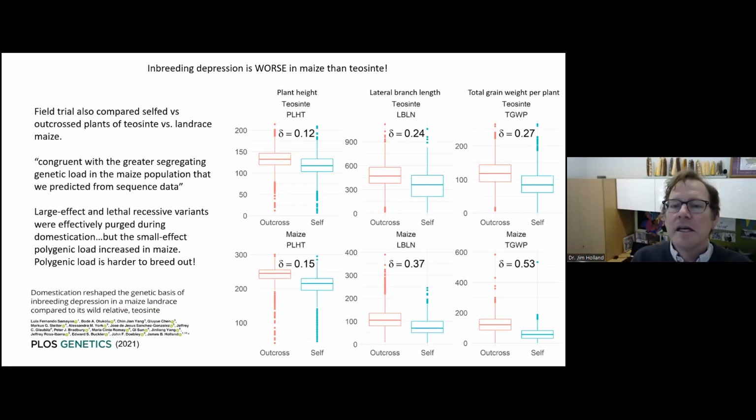So that's good. The bad news is the polygenic load, all the bad alleles that are recessive but have very small effects, and there are many, many, many more of them. Cumulatively, their effects are greater in maize than in teosinte, because the bottleneck allowed drift to become more important and actually reduce the effectiveness of selection. And so you have this higher polygenic load. And the really bad news is polygenic load is harder to breed out. It's not just a single gene or two genes where you just get rid of them. It's all throughout the genome. So that's the bad news.